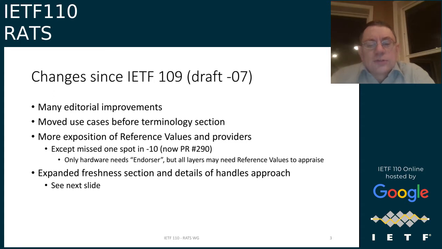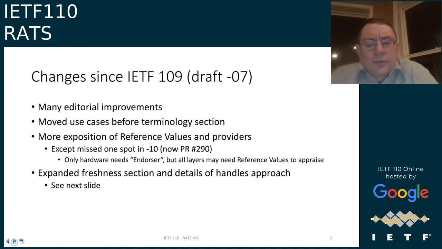The pull request tries to fix that to say, okay, only the hardware needs an endorser, but all the layers in a layered attestation may need reference values in order to appraise them. So you may have a reference value provider, or at least a set of reference values per layer, but really only an endorser for anything that's hardware. So that's the resolution. It's just not merged yet. That would be in draft 11.